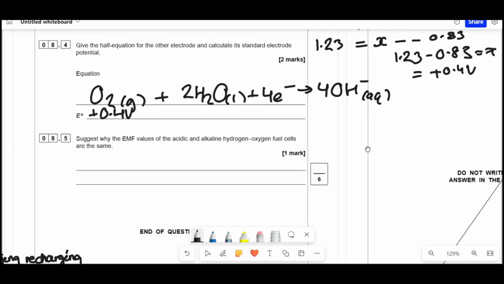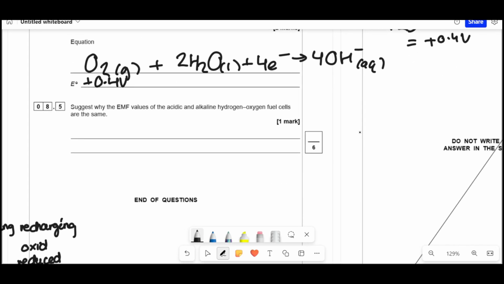So because that's a plus, 1.23 minus 0.83 will give us X, which gives you plus 0.4 volts. Then it says, suggest why the EMF values of the acidic and alkaline hydrogen-oxygen fuel cells are the same. Well, again, EMF equals the potential of whatever's reduced minus the potential of whatever's oxidized.